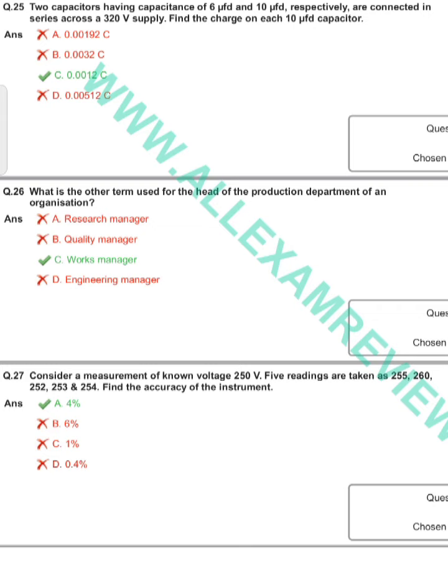Question 27. Consider the measurement of a known voltage of 250 volt. 5 readings are taken: 255, 260, 252, 253 and 254. Find the accuracy of the measurement. That's a measurement question.